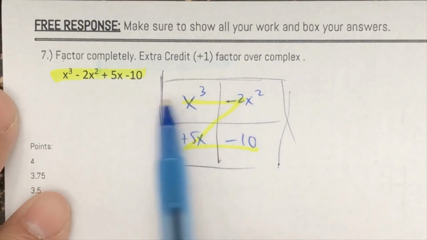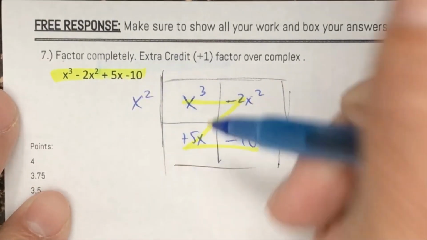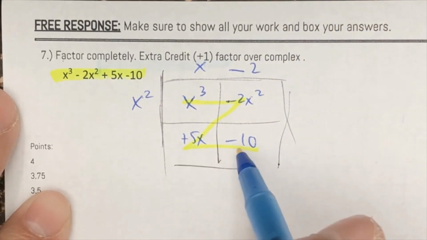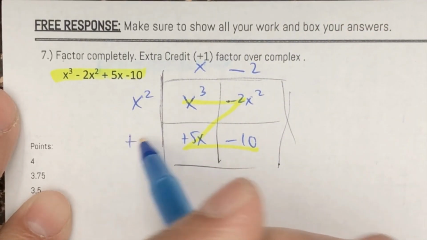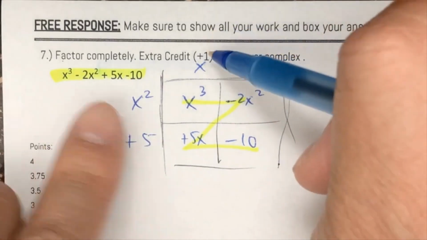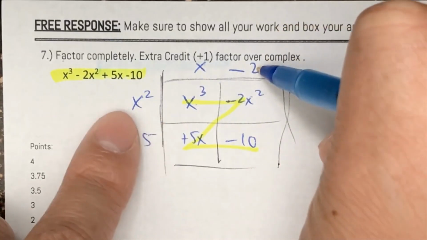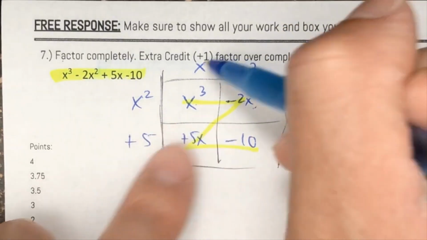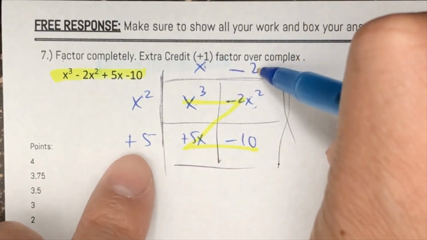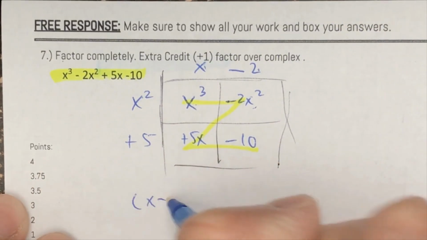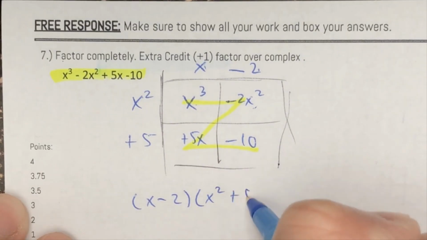And then I'm just going to take out the greatest common factor, so x squared, x, negative 2, and then 5. And I can double check my answer, right? x times x squared is x cubed, negative 2 times x squared gives me negative 2x squared, x times 5 is 5x, negative 2 times 5 is negative 10. So my answer is going to be x minus 2, x squared plus 5.